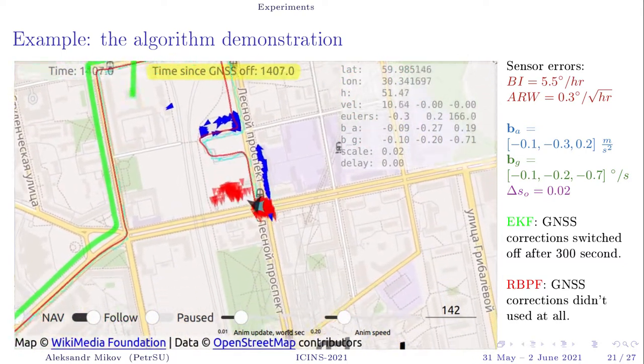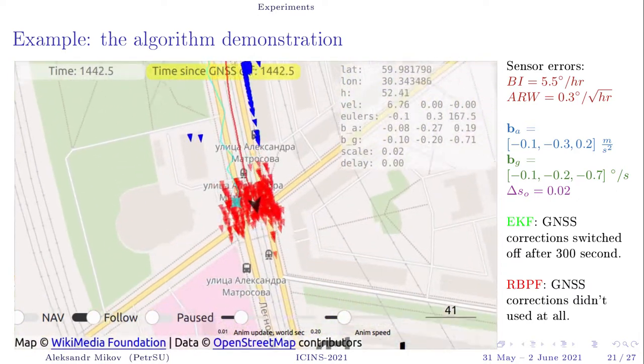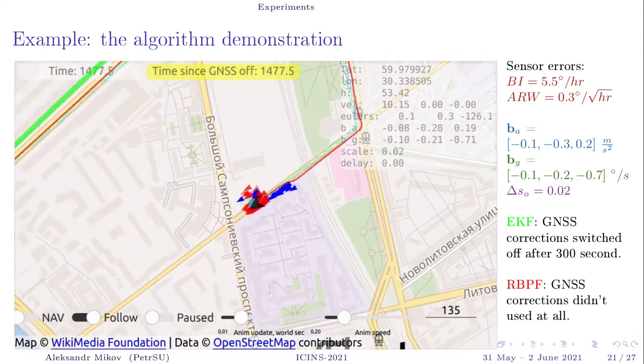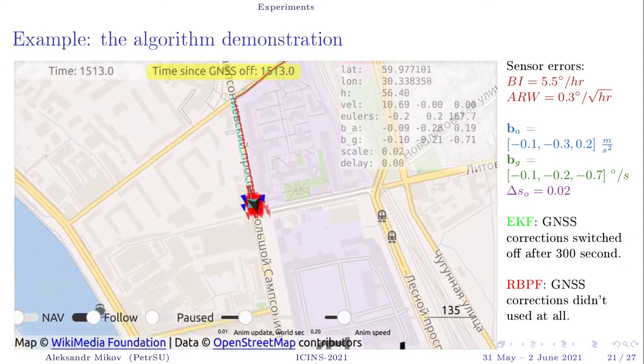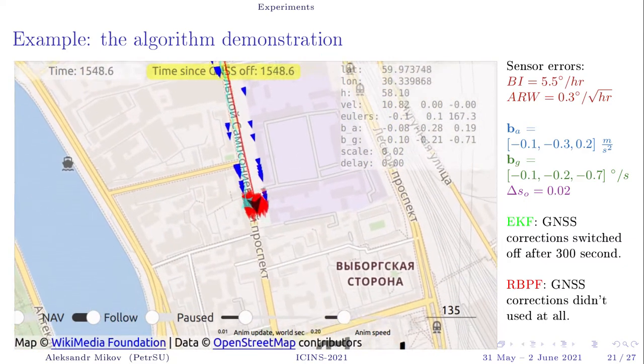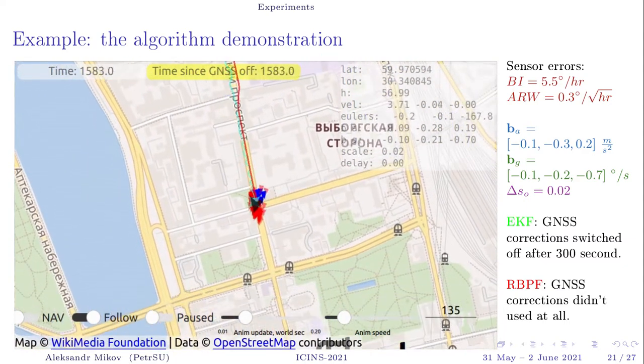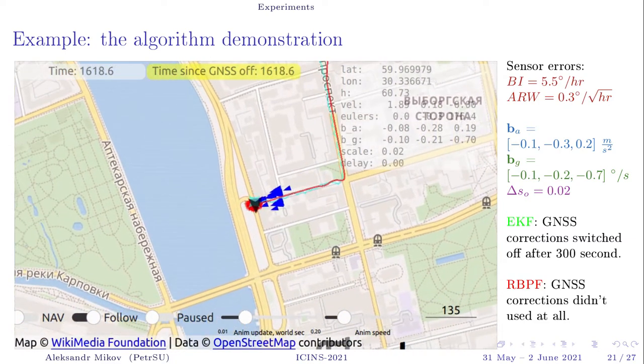In the case of long motion without corrections, the shape of the particle cloud becomes more and more banana-shaped. This is the expected and correct behavior of the filter. Our object reaches its destination.